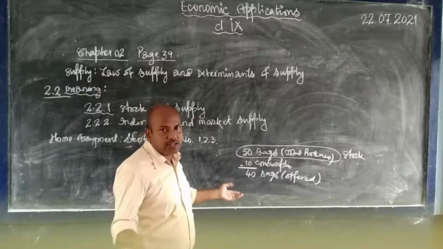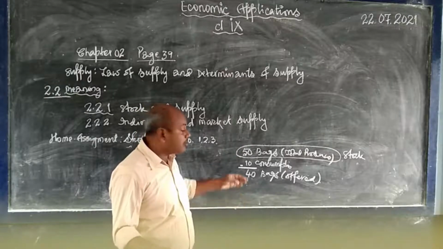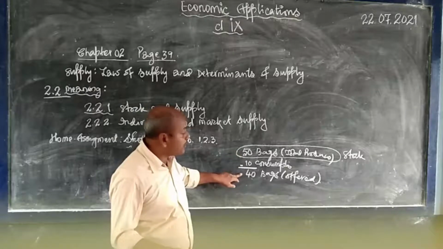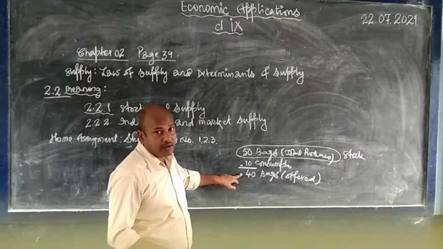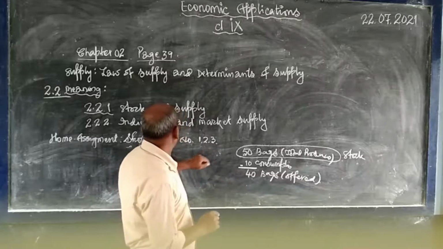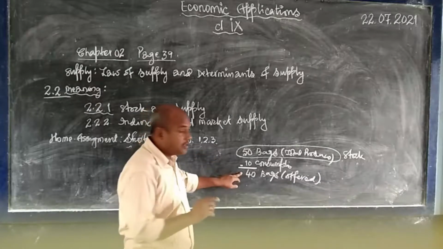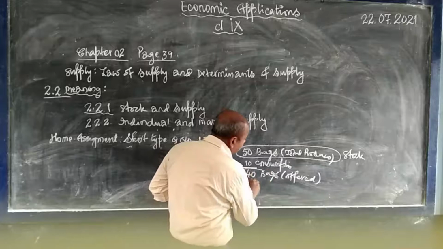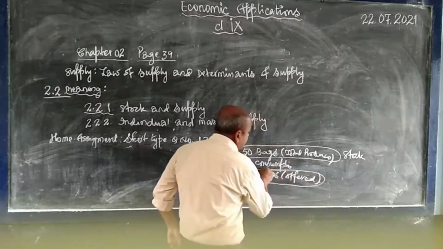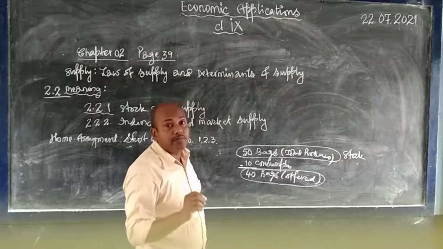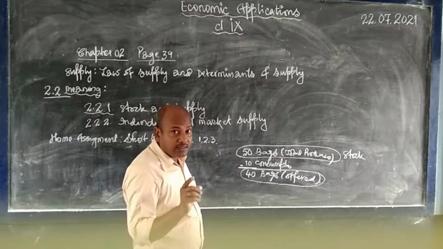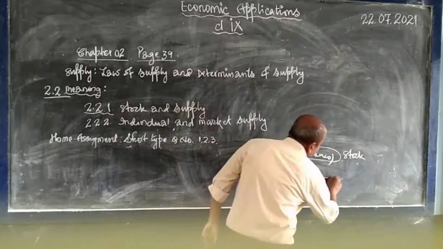Total quantity I have is stock. But out of these 50 bags, I want to sell only 40 bags. I don't want to sell all these 50 bags. I want to offer these 40 bags of potato for sale at a given point of time and at a given price. Then this is supply.